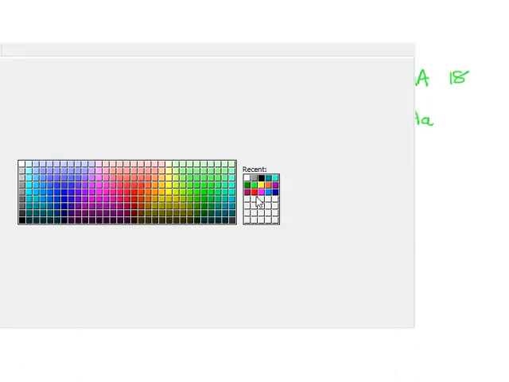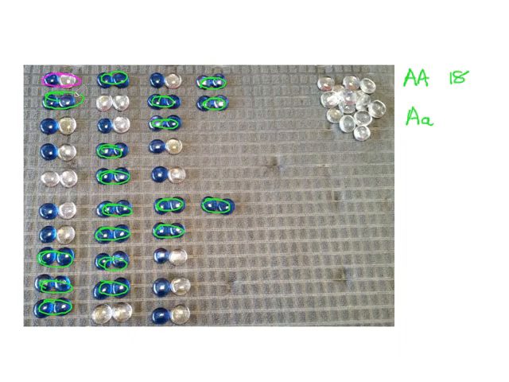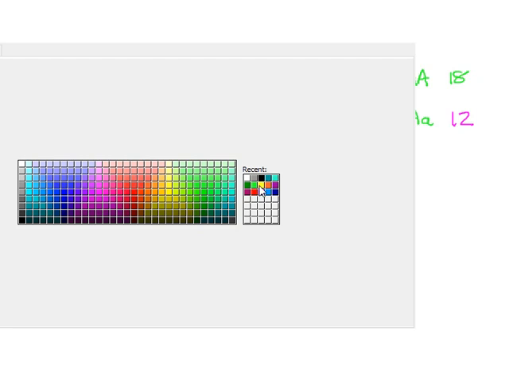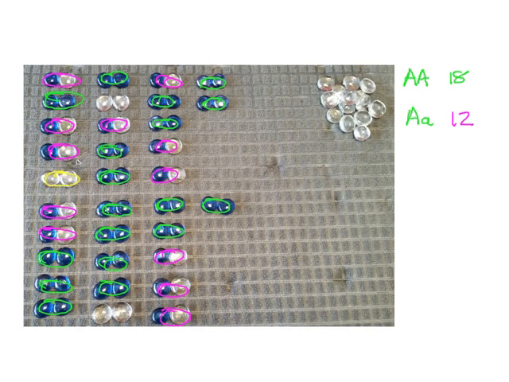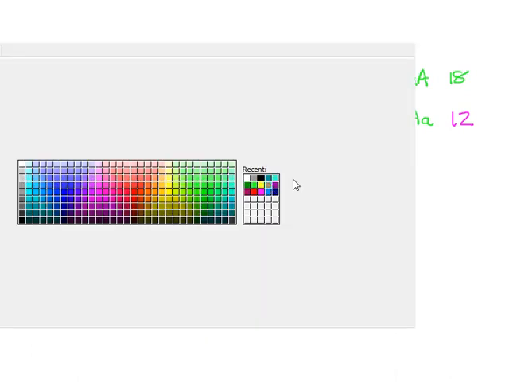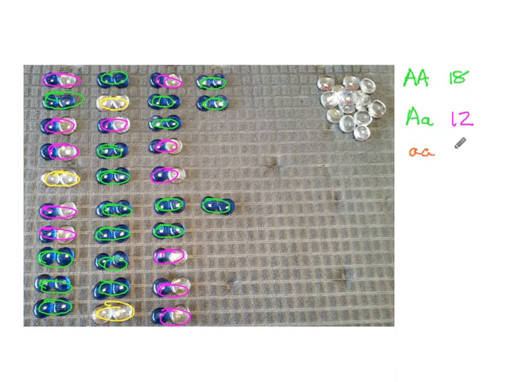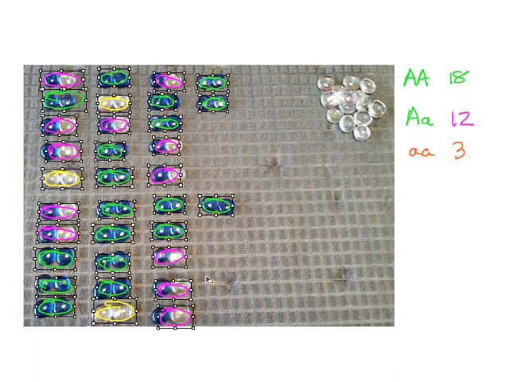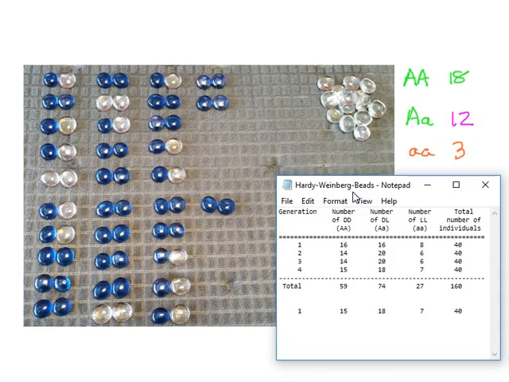Then we did the heterozygous. 1, 2, 3, 4, 5, 6, 7, 8, oops, missed one, 9, 10, 11, 12 heterozygous. And we don't have a total of 40 anymore, so I can't use that shortcut. We actually have to count 1 double recessive, 2 double recessive, 3 double recessive. Why do I keep going to yellow? It's not a good color for this. 3. Okay, so there's our data. We can record that. 18, 12, and 3 for generation 2.